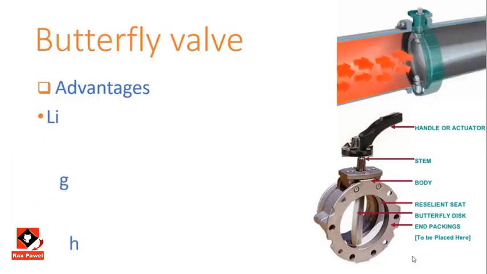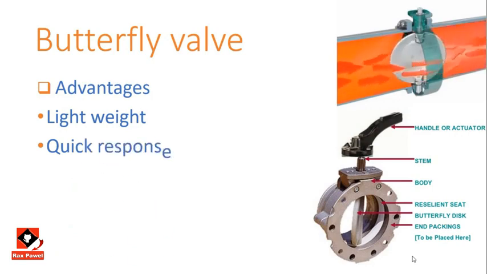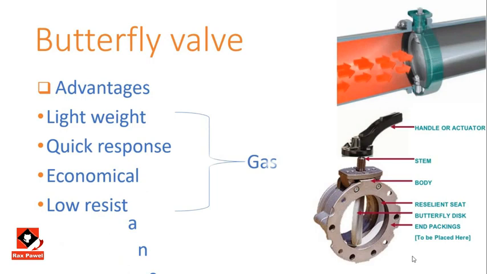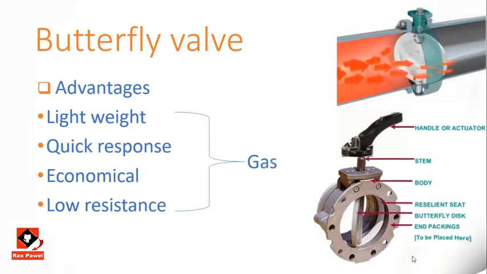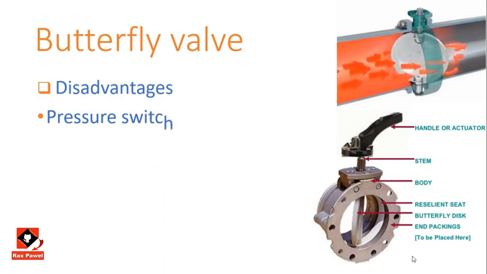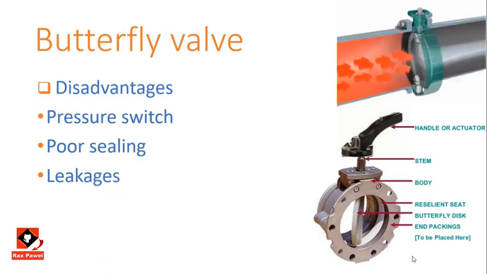Advantages. It is commonly used for controlling purposes, and it is lightweight with a quick response time, economical, and also provides low resistance to the flow. Disadvantages. Butterfly valve always leads to a pressure drop because the disc always exists in the flow path. And the valve does not provide a good seal to the flow, therefore leakages may occur.